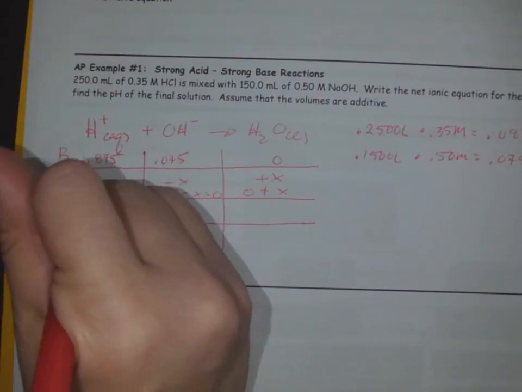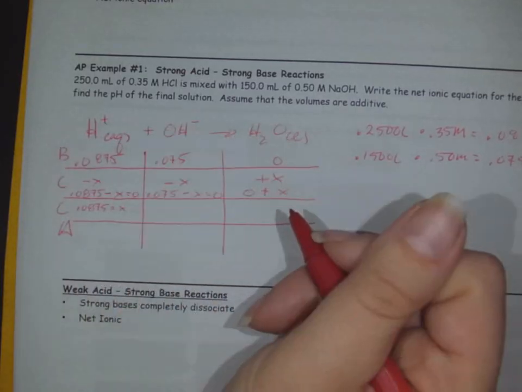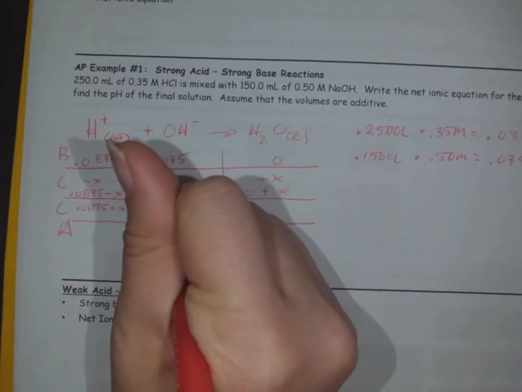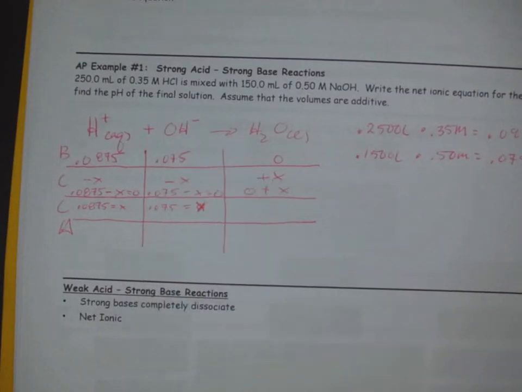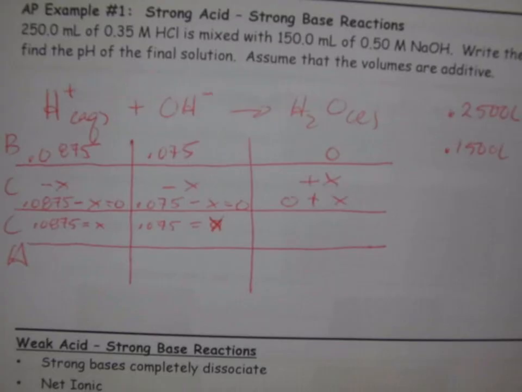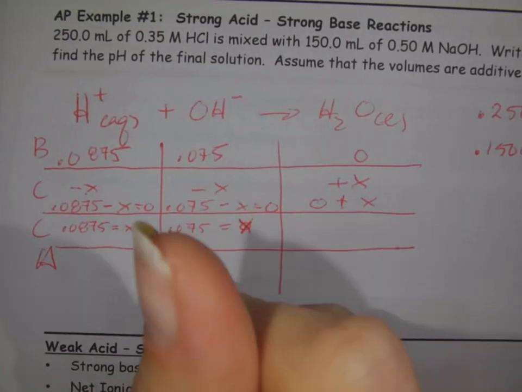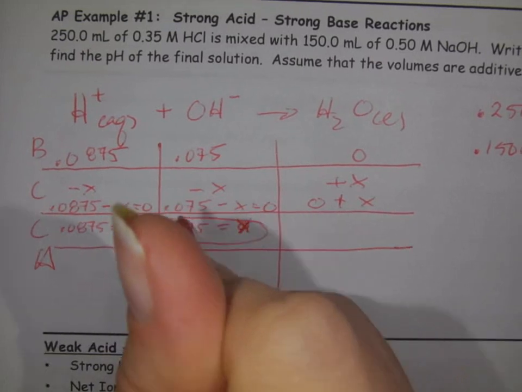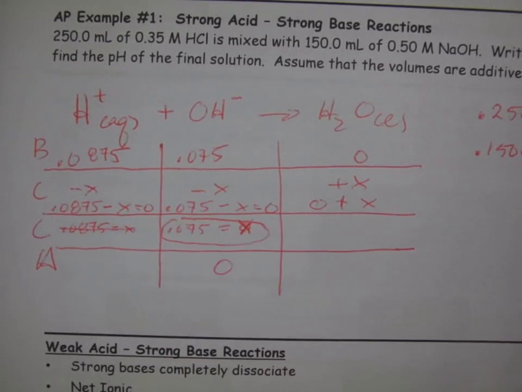So for the acid, we have 0.0875 is equal to x, and for the base, we have 0.075 is equal to x. Well, reminder, the smaller x value is the true x value. Okay? So that means the small x value is the true x value, the bigger one is not. So the base was the limiting. That's the thing that we ran out of.